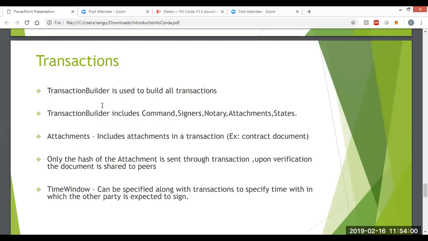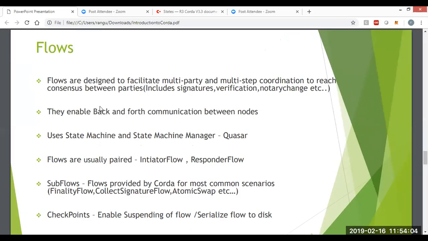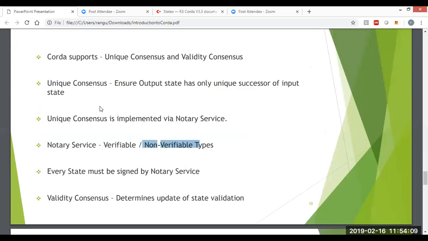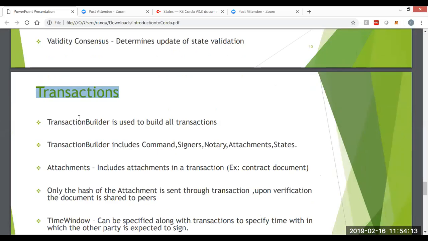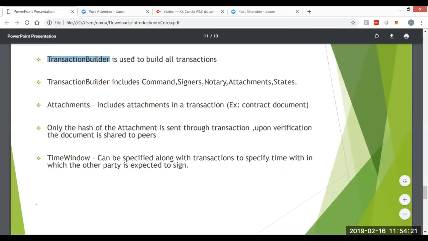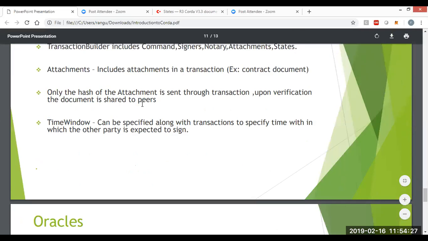You build all this: you choose consensus, flows, commands, contracts, and states, and you wrap it all in a nice way called a transaction. The transaction builder is one of the libraries available for you in Corda. You just tie all this together, and you're set to go with the transaction.